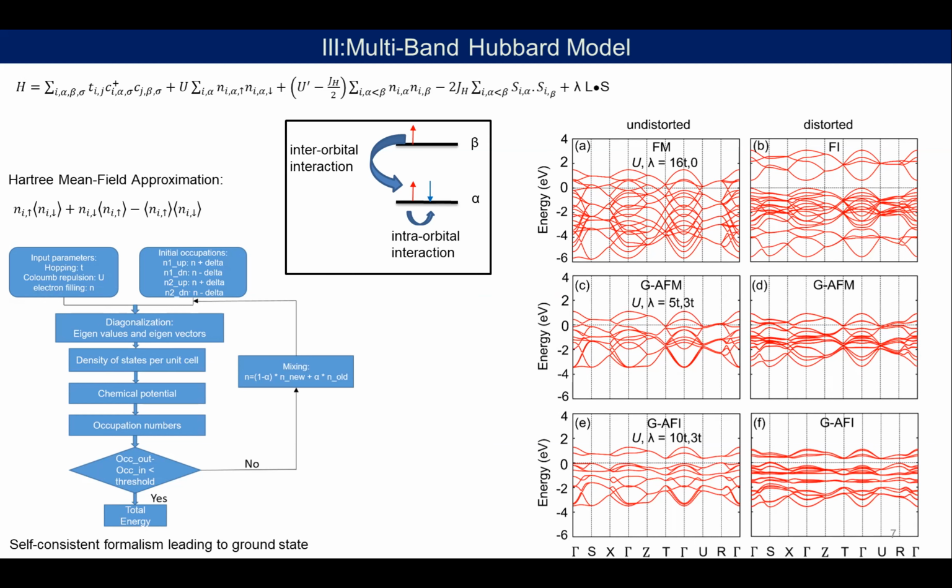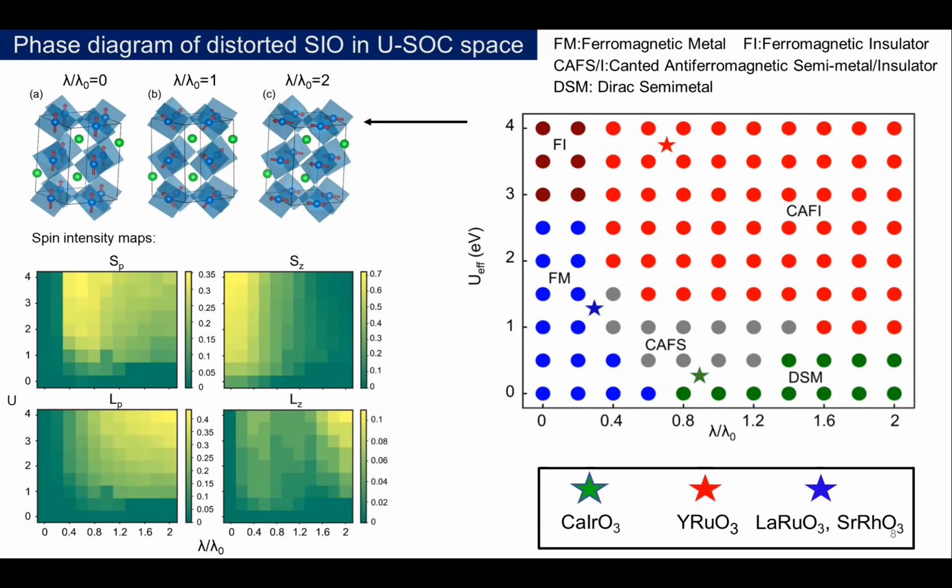Then we make a full-fledged phase diagram in the space of on-site Coulomb repulsion U and spin orbit coupling lambda, using first principles DFT calculations. As you can see in the phase diagram, which is produced using the prototype material SrIrO3, the system shows 5 quantum phases. These are ferromagnetic metal, ferromagnetic insulator, canted antiferromagnetic insulator, canted antiferromagnetic semi-metal, and Dirac semi-metal. In the weakly correlated regime, as the strength of the spin orbit coupling increases, the ferromagnetic metal phase transforms to a Dirac semi-metal phase.